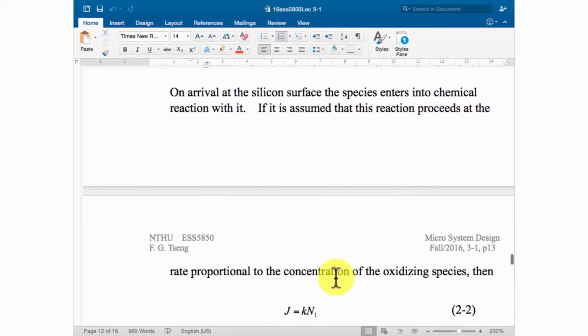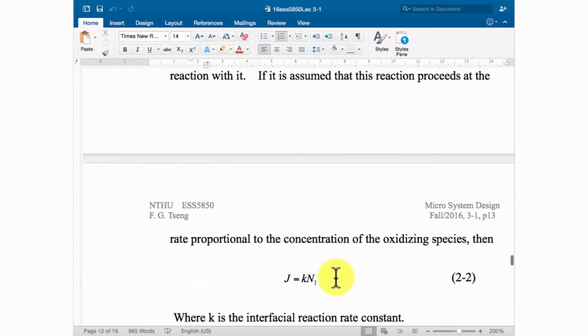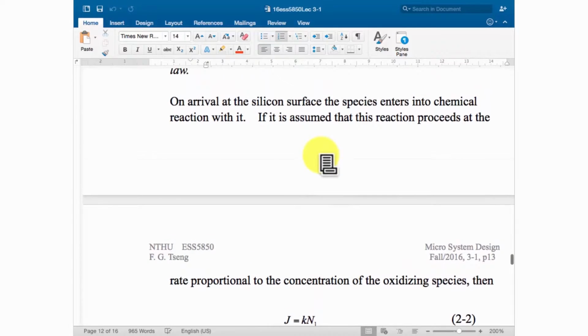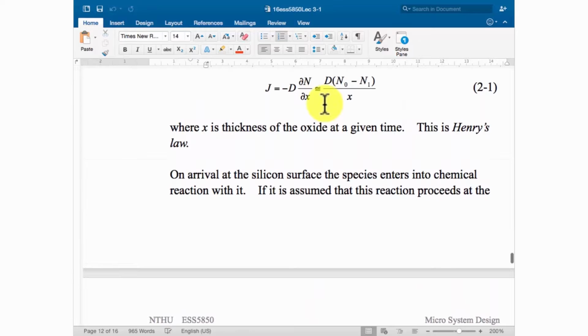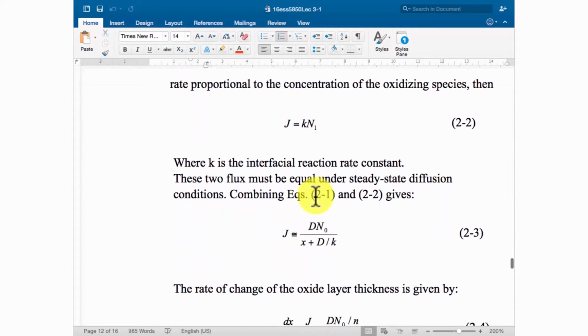But we don't know what N1 is here. So we can combine these two equations to eliminate N1 and get the final flux without N1 in the equation. So the final flux will be proportional to the surface concentration of the oxygen, and also to the ratio between the diffusivity of the oxygen and the surface reaction rate, D over K. Okay, it's a diffusion and the surface reaction rate.